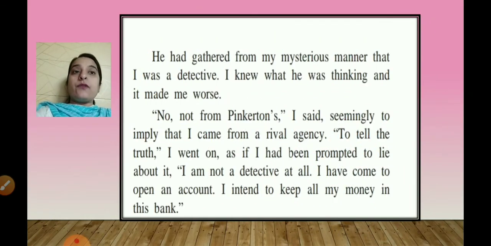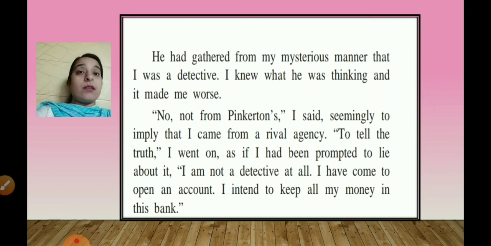He had gathered from my mysterious manner that I was a detective. I knew what he was thinking and it made me worse. No, not from Pinkerton's, I said, seemingly to imply that I came from a rival agency. To tell the truth, I went on, as if I had been prompted to lie about it, I am not a detective at all. I have come to open an account. I intend to keep all my money in this bank.